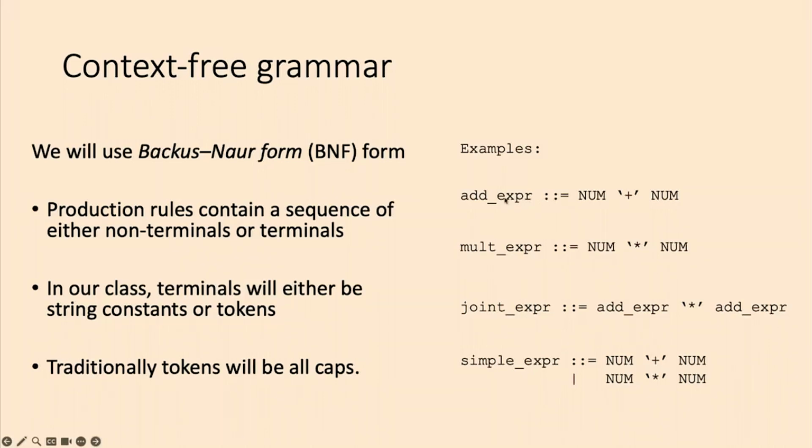So add expr is a non-terminal, and one of the production rules is num plus num. Now, a non-terminal can have multiple production rules. For example, you could have simple expr that has this first production rule, or it has a choice of the next production rule. It can be num plus num or num times num. So each of these lines is a production rule, and on the left-hand side we have our non-terminals.